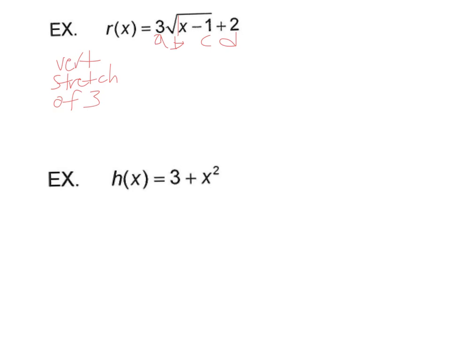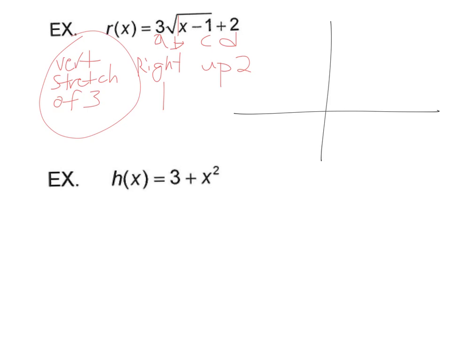C has a minus in front of it, so I know I'm moving to the right. 1 divided by 1, C divided by B. So right 1, and then plus 2 is up 2. Okay, and I'm going to save my stretching, shrinking for last. My square root function is moving right 1, up 2. So now it's right here.